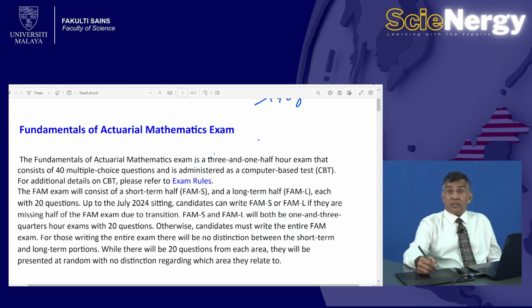So it's a multiple choice test and 40 questions for the FAM exam. If you're not sure of a response, guess. You're not going to lose out. Just guess and don't have to worry. And if you can rule out certain answers, then you improve your chances of getting it right if you just guess.